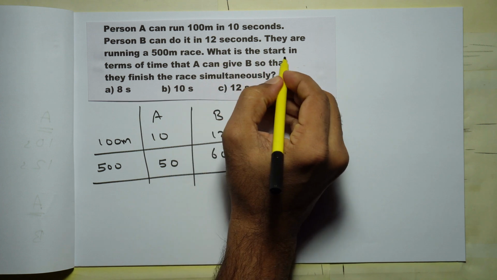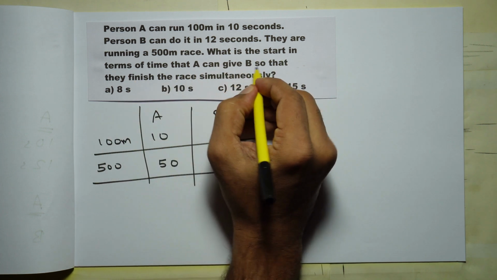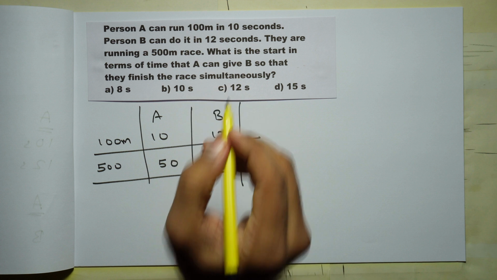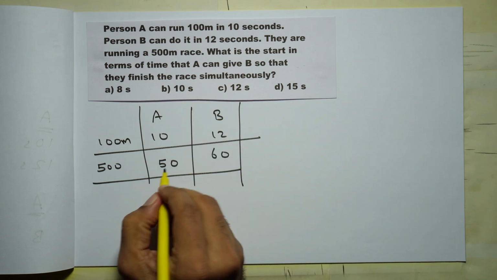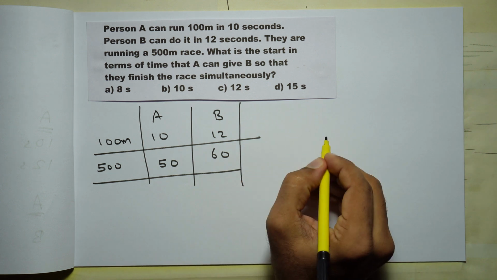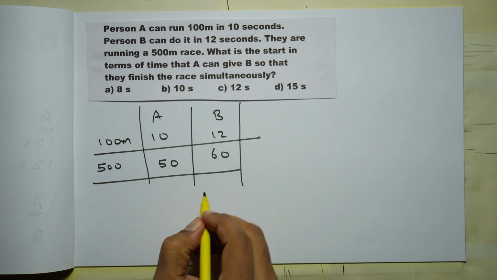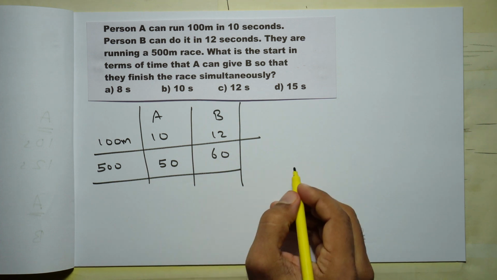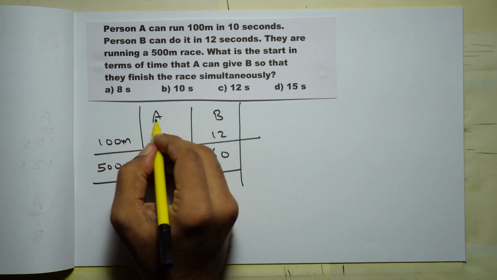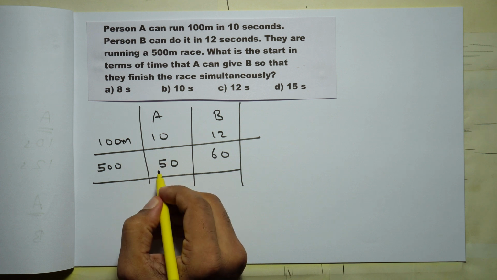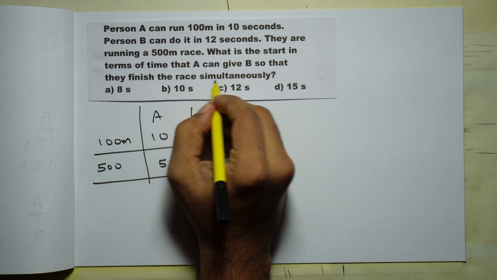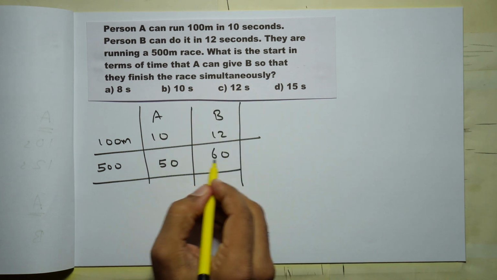Now the question is, what is the start in terms of time that A can give B so that they finish the race simultaneously? Finishing the race simultaneously means both of them should take the same time to complete the race. If both of them take the same time, they'll finish at the same time. Now for a 500 meter race, A actually requires only 50 seconds, whereas B requires the full 60 seconds. And if they have to finish simultaneously, they should both take the same time.